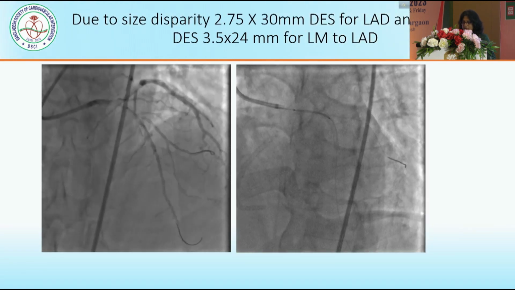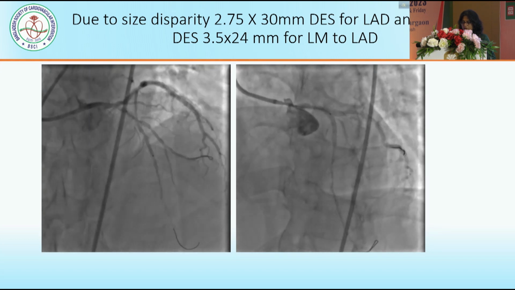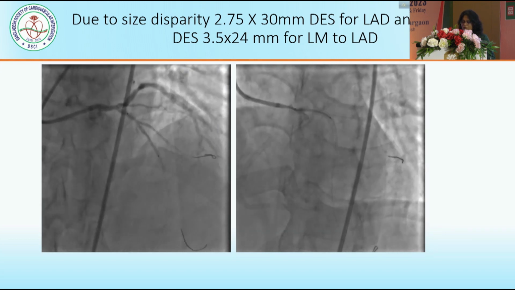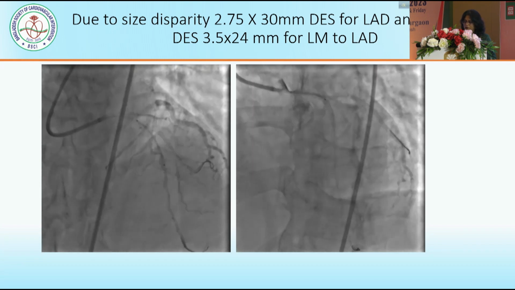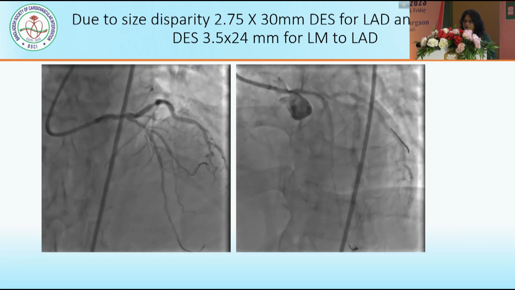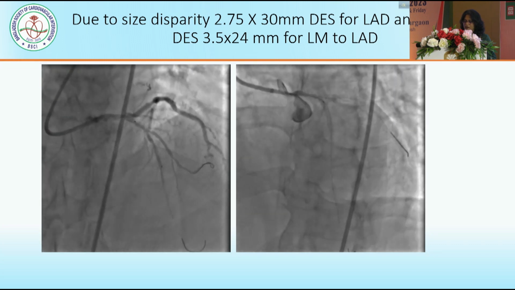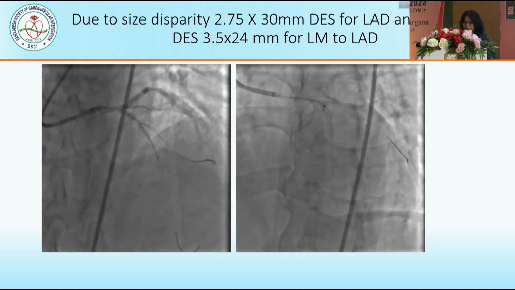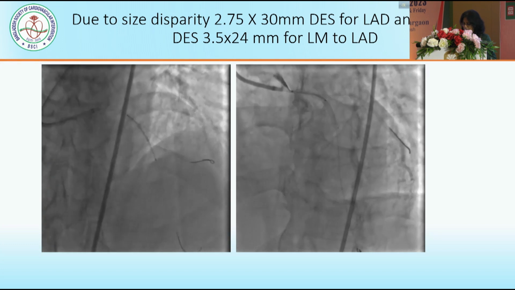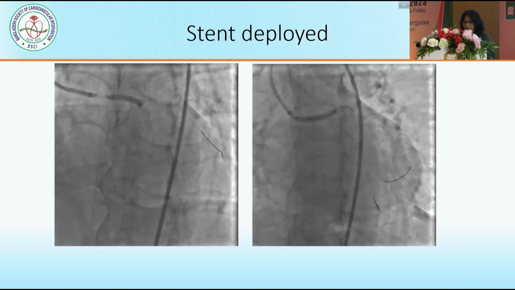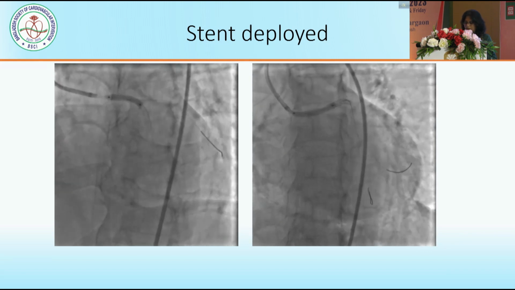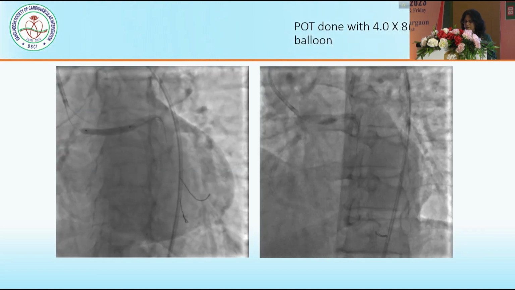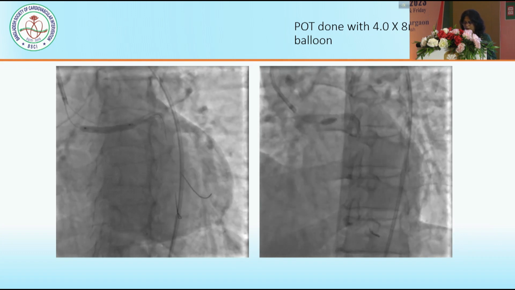Because of the size disparity between the distal portion of the LAD and the proximal, we took a 2.75 by 30 millimeter drug-eluting stent from the mid-LAD and another drug-eluting stent covering the first stent, measuring 3.5 by 24 millimeter, from LAD to left main ostia. And the stent balloon was pulled back and again dilated to high pressure. And finally, a POT was done with a 4.0 by 8 millimeter non-compliant balloon.